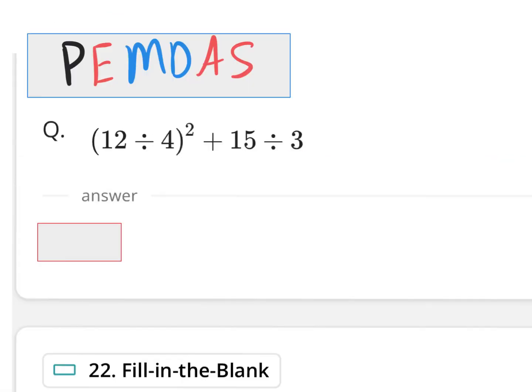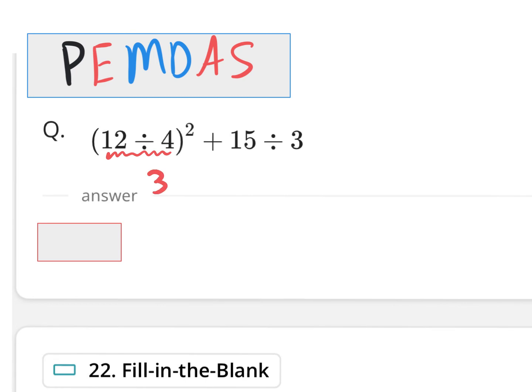Let's move on. Once again, this is an expression that needs to be simplified, and we're going to use the correct order of operations. First, we look for parentheses, then we look for exponents, and then multiplication or division, whatever happens first from left to right, and then addition or subtraction, whatever happens first from left to right. So beginning with P, parentheses, we could see that there's some parentheses right here. 12 divided by 4, that is 3.